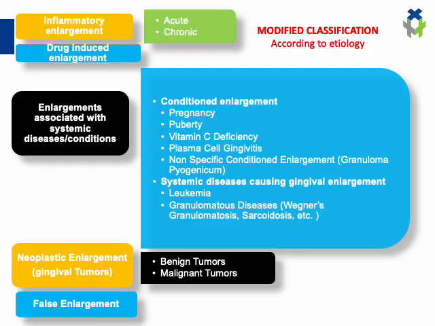Classification. According to etiology, gingival enlargement can be classified as inflammatory enlargement, drug-induced gingival enlargement, enlargement associated with systemic disease and condition, neoplastic enlargement, and false enlargement.